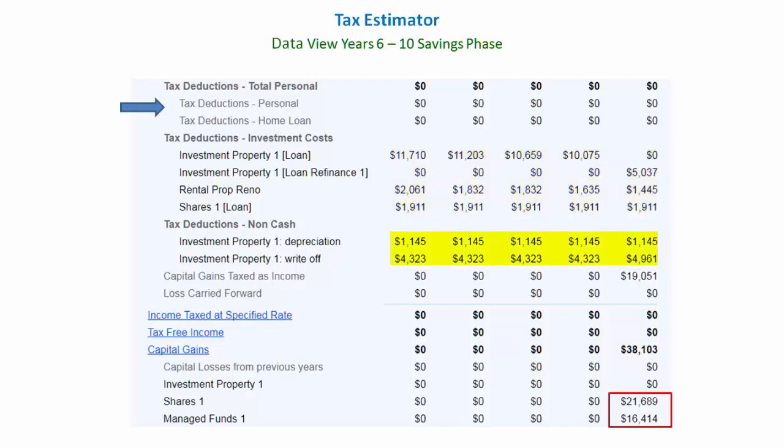Where the depreciation and building write-off information has been entered, these are included as non-cash tax deductions. In this 5-year period, there is no income taxed at a specified tax rate or tax-free. In year 10, shares and managed funds have been sold, generating profits.